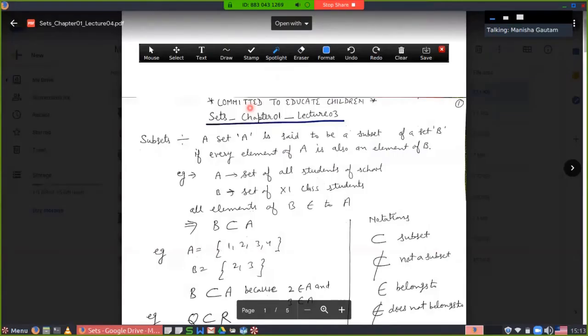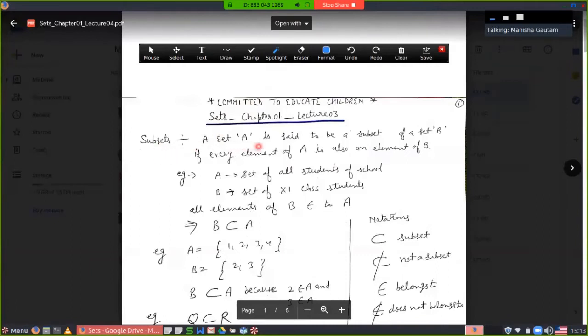Students, in the previous lecture we studied the types of sets. Now, in this chapter, this lecture is about subsets. What is the definition of a subset?